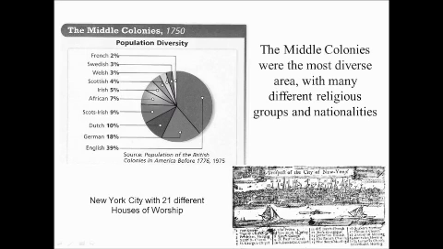So there was a ton of different religions that were tolerated in just the one city of New York. All right, 21 different houses of worship. That's some serious diversity. Now, this is the last slide.